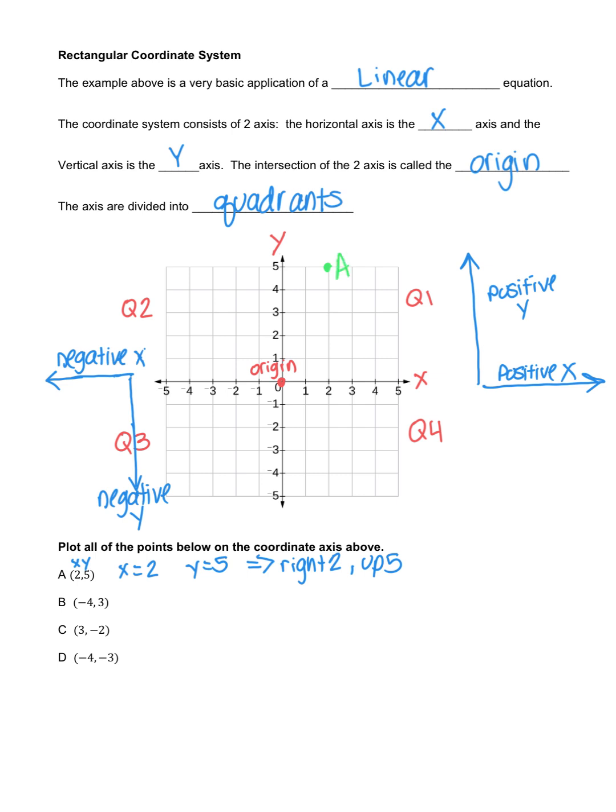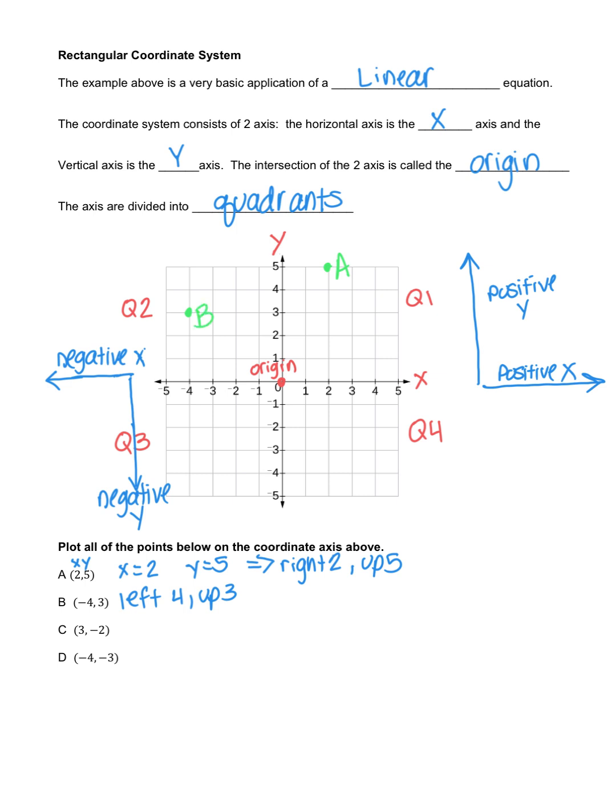And let's go ahead and do point B. So we know that will be left 4 because it's negative, and up 3. So let's go left 4, and we go up 3. And that is our point B.